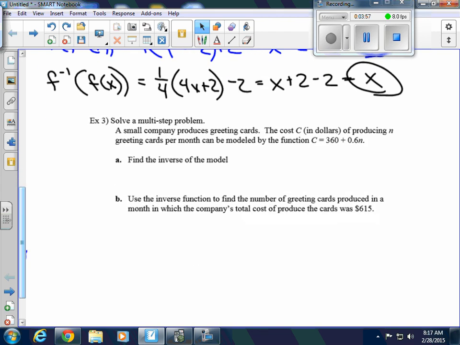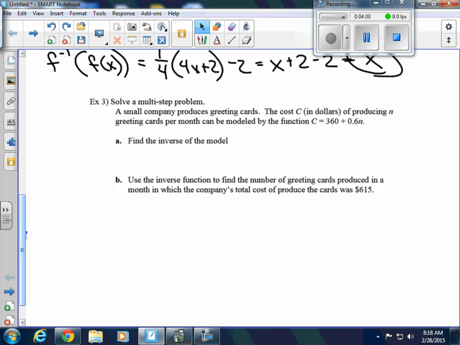Well, if we jump down to example 3, we're going to solve multi-step problems. Okay, a small company produces greeting cards. The cost C in dollars of producing n greeting cards per month can be modeled by the function C equals 360 plus 0.6n. Now, in the other example, we switched the x and the y variables because we wanted to find the inverse. Well, that doesn't make any sense to do in these real-life situations. We're not going to switch C and n because they're two very different things. C is our cost, n is the number of greeting cards per month. So what we're going to simply do is solve it for the variable that we want. For the inverse, we're solving it for n.